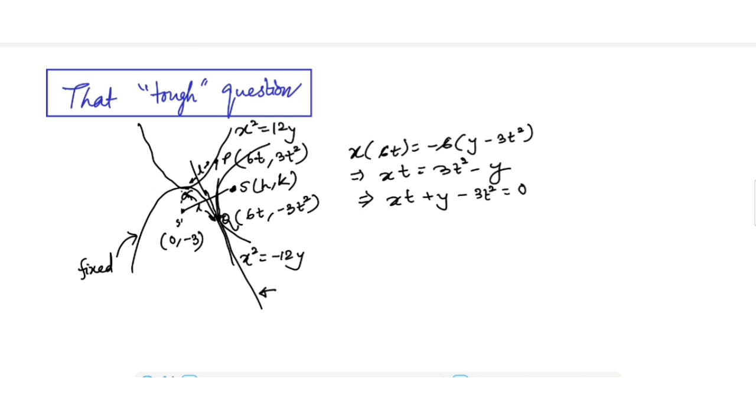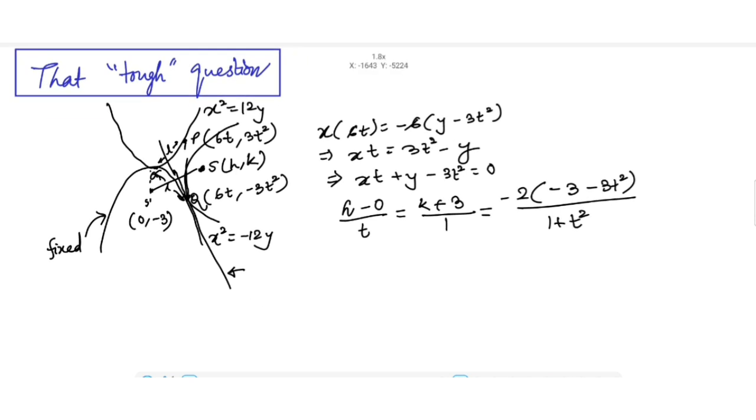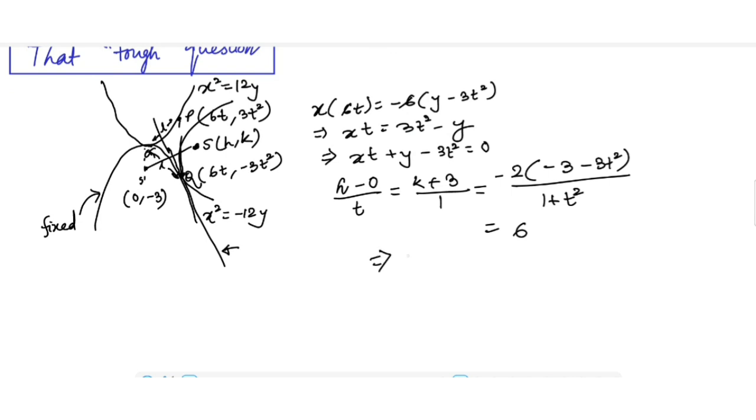Let us call the image point h, k, and by the property of reflection, (h minus 0) by t equals (k plus 3) by 1 equals minus 2 into, putting in this point, (0 minus 3 minus 3t square) divided by (1 plus t square). So what does this equal to? I am getting that k equals 3, or y equals 3, is the required locus of the focus. So that is the required answer.